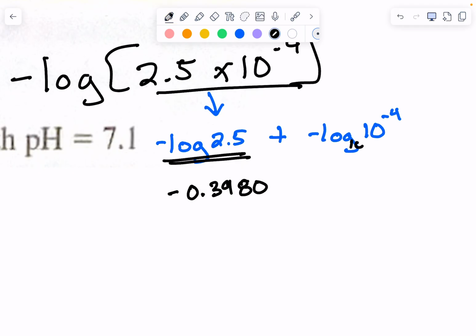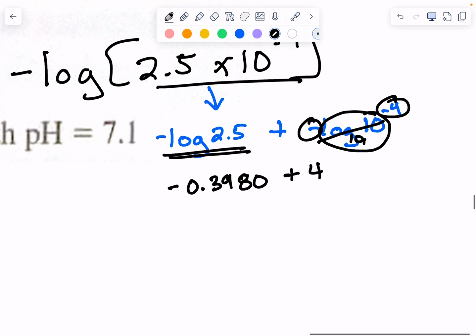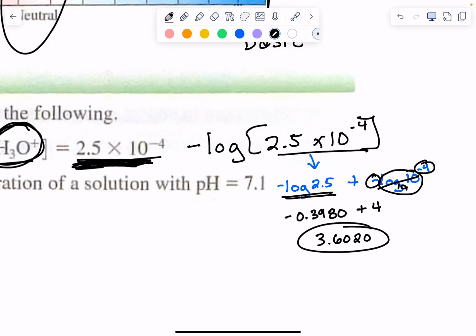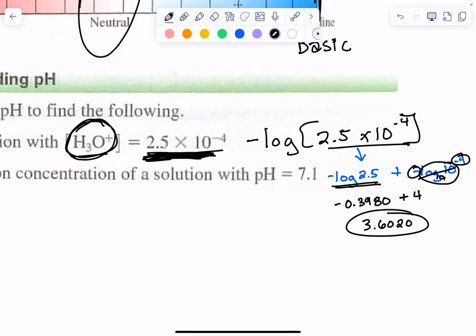Log base 10. Hold on. Oh, you didn't get it. Okay. So negative log. What's log base 10 of 10? Like this guy is 1. So this is minus a negative 4. So this is just plus 4 because the log base 10 of 10 cancels. And then if I add those two together, you should get like 3.6020. That's what the pH of hydronium is.